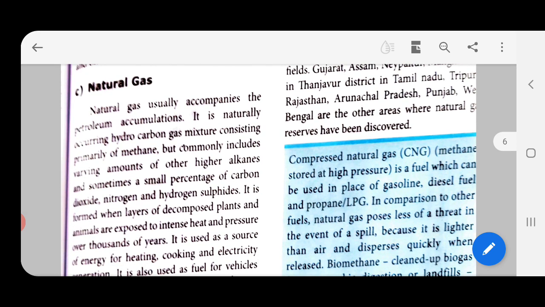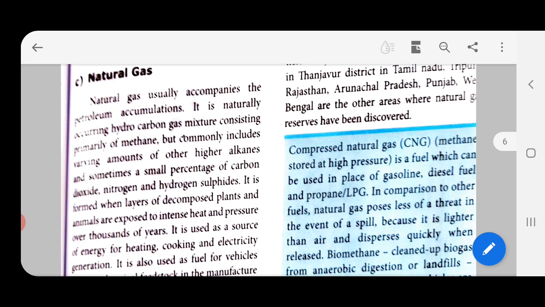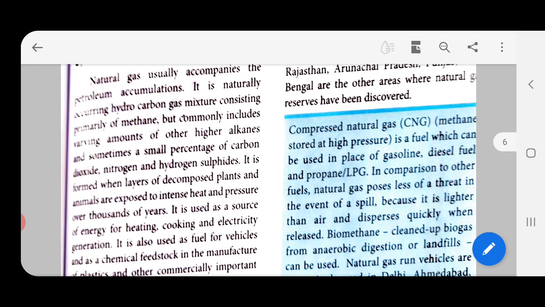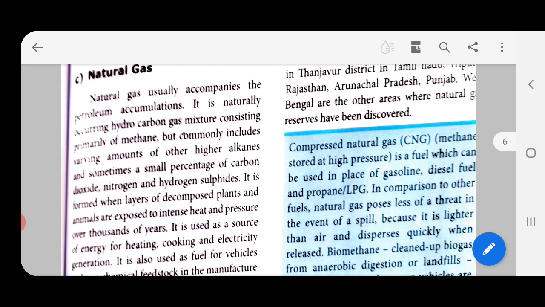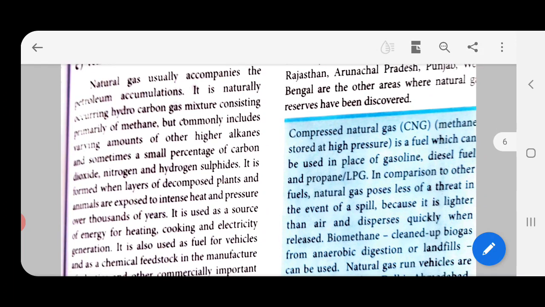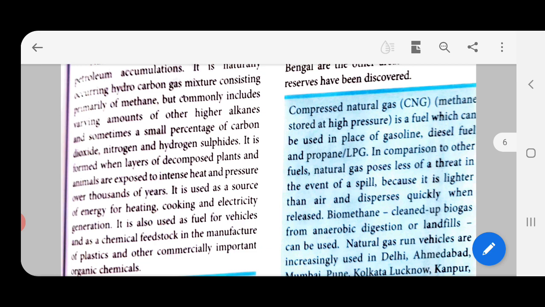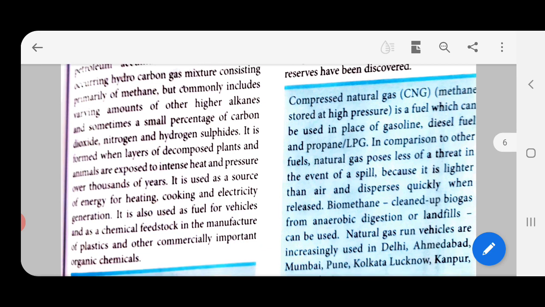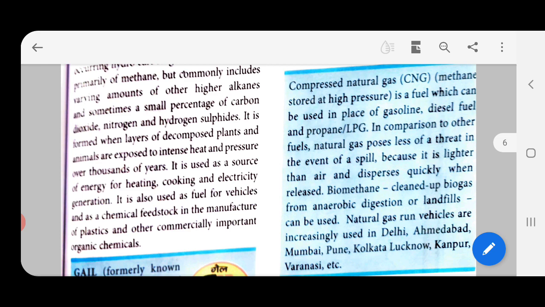Natural gas. Natural gas usually accompanies the petroleum accumulation. Accumulation is where you gather petroleum. So wherever you gather petroleum, natural gas is also found. It is a naturally occurring hydrocarbon mixture of gas consisting primarily of methane. So this is an organic substance called methane, but it commonly includes various amounts of other higher alkanes and sometimes a small percentage of carbon dioxide, nitrogen and hydrogen sulfide.